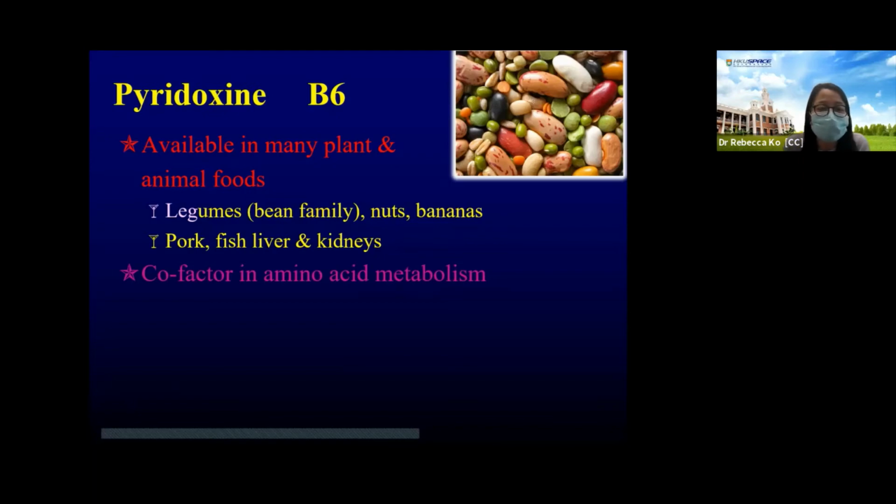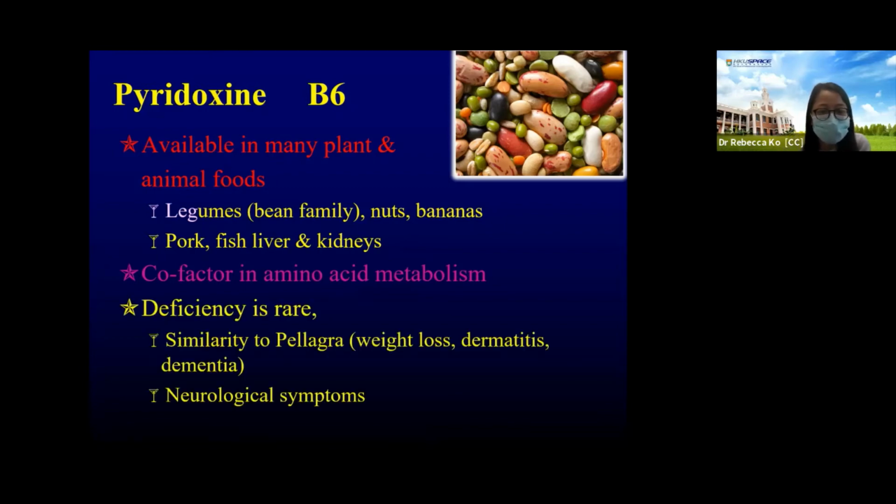Same as other B vitamins, it is very important. B6 is a cofactor in amino acid metabolism. So it is involved in the amino acid part, right? Deficiency, as I said, is quite rare. We should have some intake of B6, right? But let's say if there's a deficiency, then it's quite similar to the previous one, pellagra, with weight loss, dermatitis, dementia, and some neurological symptoms.